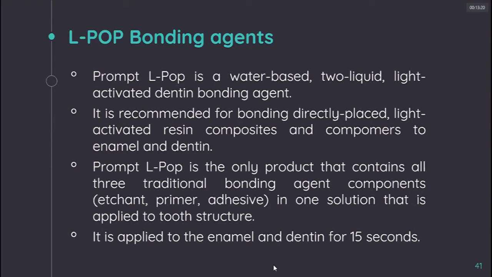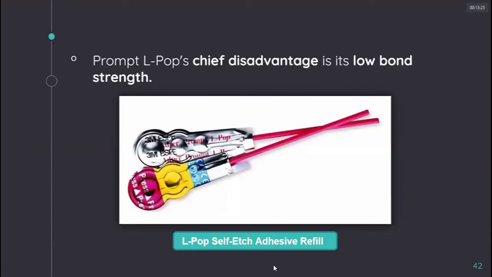It is applied to enamel and dentin for 15 seconds. Prompt L-Pop has a chief disadvantage, that is low bond strength. This is the image of the L-Pop self-etching adhesive.